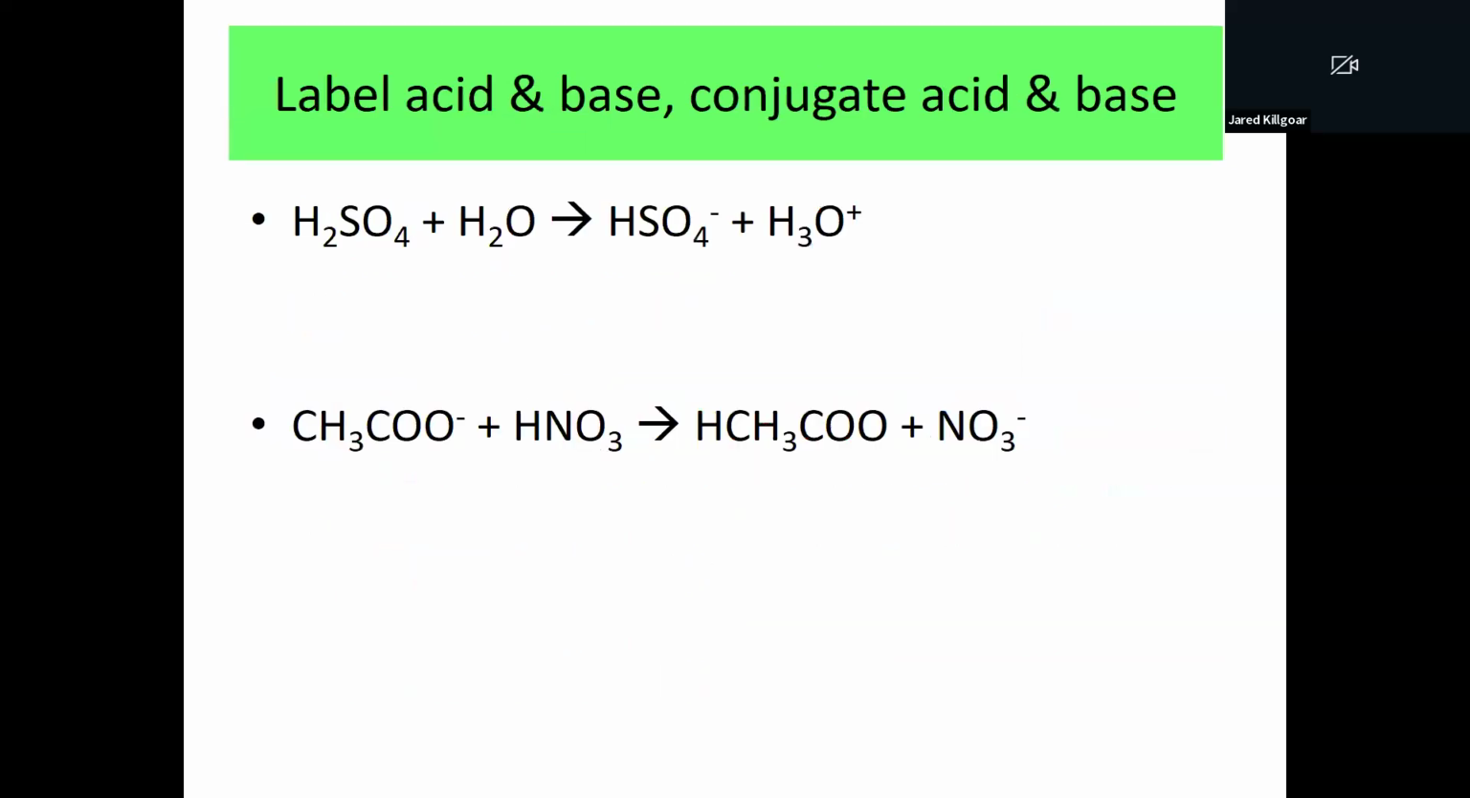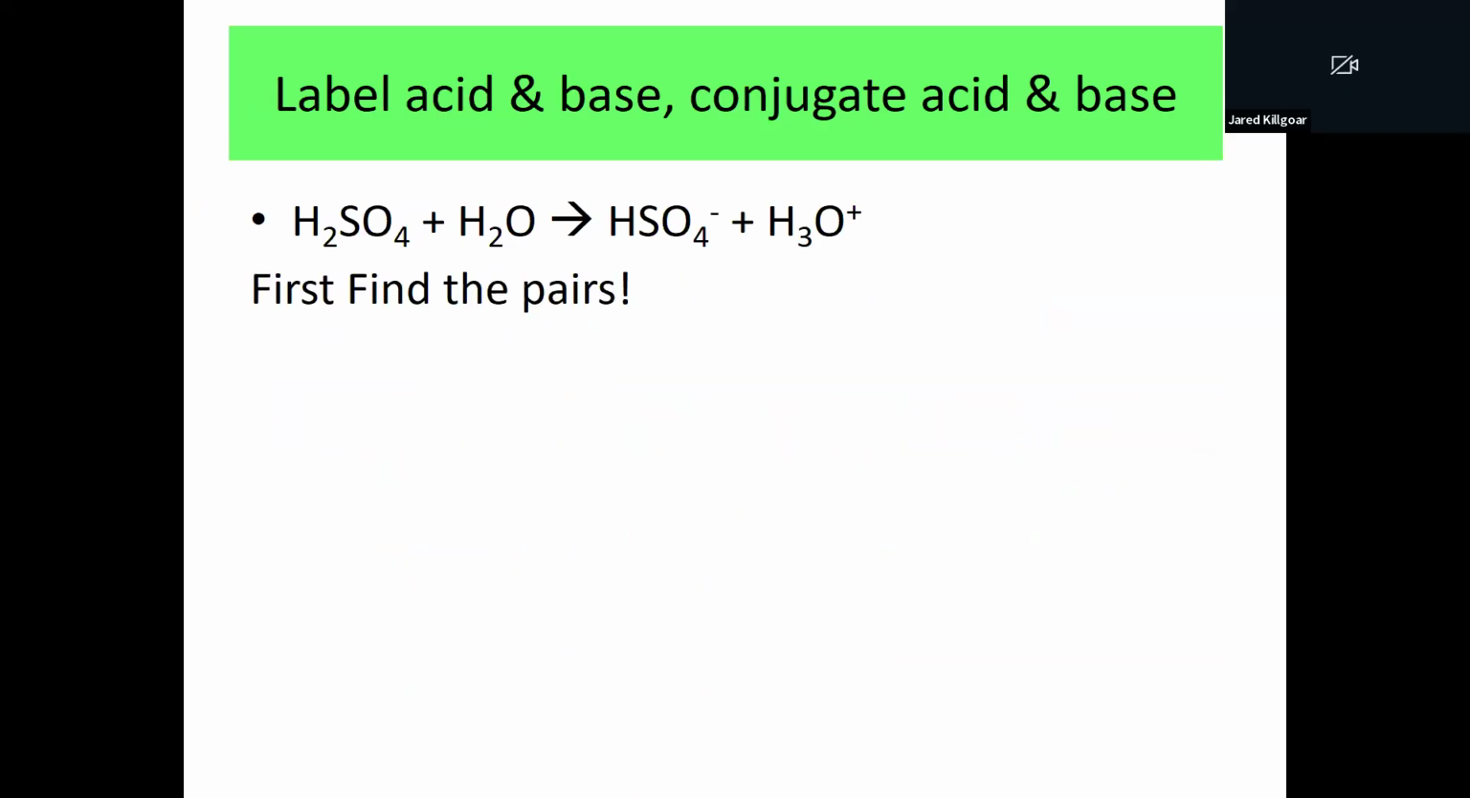If you guys want, you can try this. I would pause it here and see if you can identify the acid, base, conjugate acid, and conjugate base. All right, it's a good time to pause and see if you can do this independently. Otherwise, I'm going to get going on that first one.